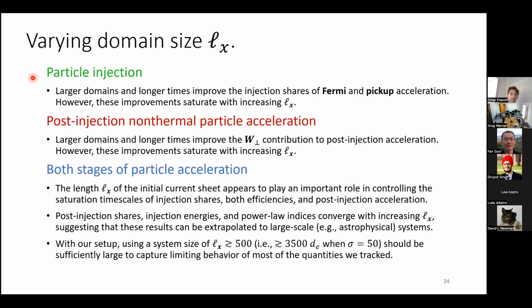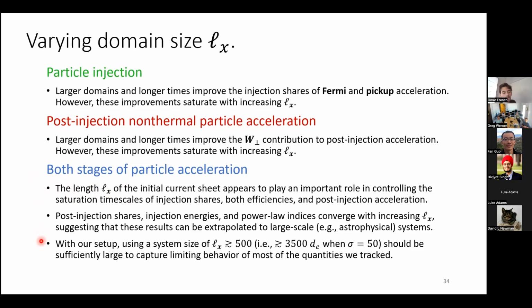With domain size variation, what we find is that the initial current sheet length, Lx, the horizontal domain size, plays a pretty important role in controlling the saturation timescales of all the quantities we discussed in this seminar, as well as ones we haven't had time to discuss. That's quite interesting. One prospect is that if these saturations can be inferred from observational signals, the length Lx of the initial current sheet might be able to be inferred.